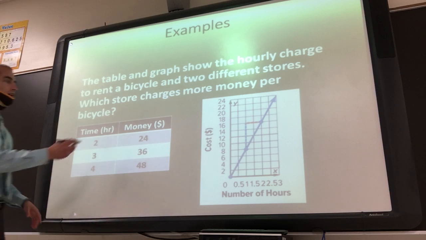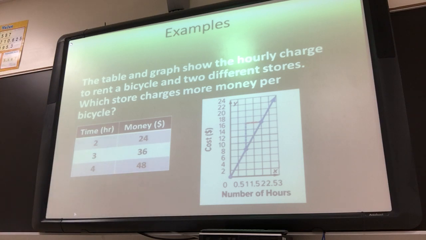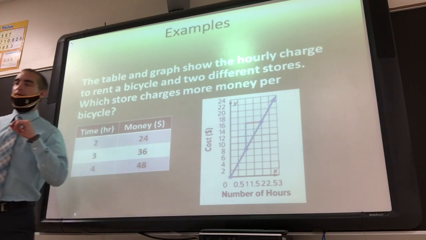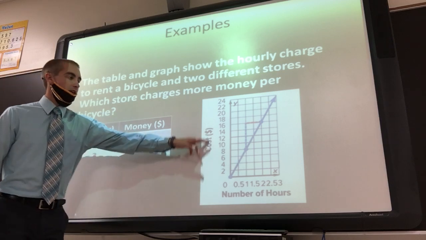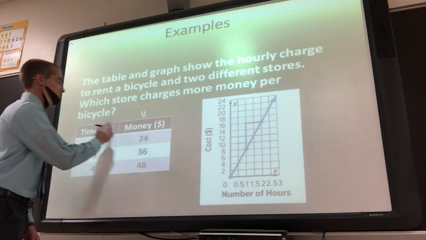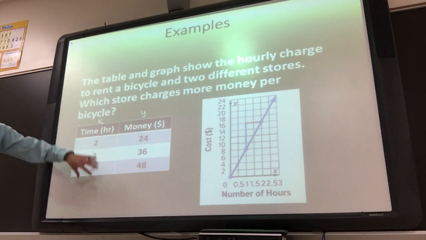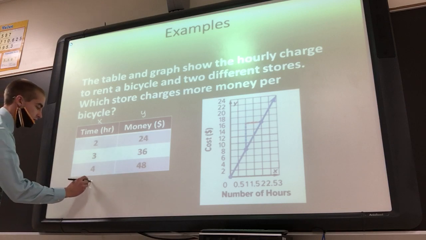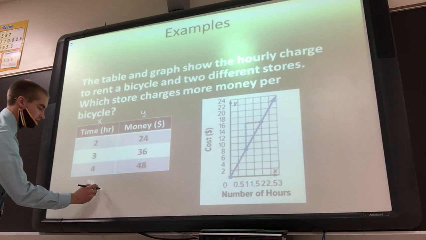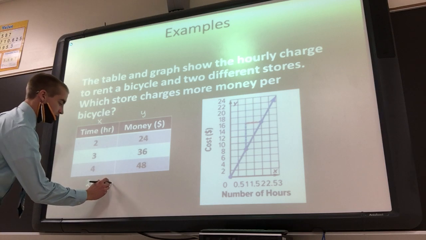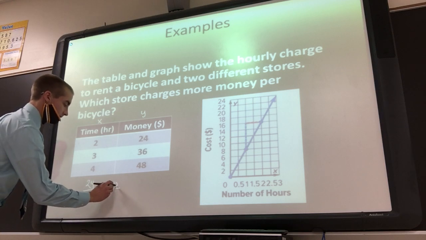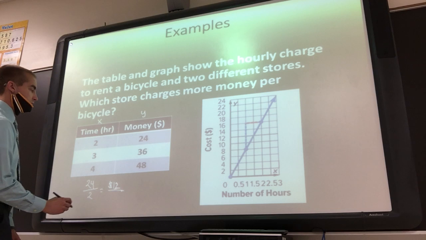So we're going to do y over x for both of them. And notice that y is going to be what? Money or hours? Money. Money or cost, yeah, because money is on the y-axis. So y is money, x is hours. The one for the table is going to be 24 over 2, and that's going to simplify to get us how much? 12 over 1. It's going up by 12 every time. So $12 per hour.